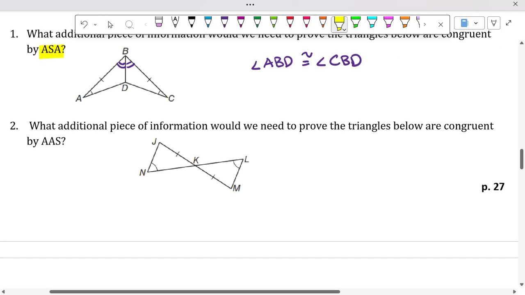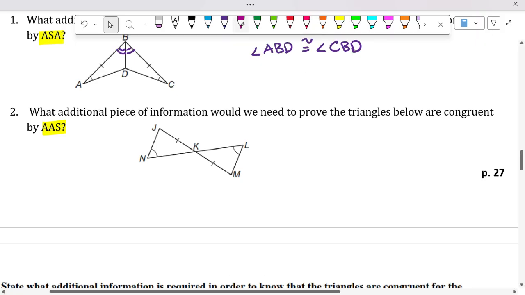Now, this next picture, how could I say it's congruent by AAS? So what do I need to mark for it to be congruent as AAS? Someone besides Ephraim. JKN is one of them. What's the other one? So what's its corresponding? LKM. Good.